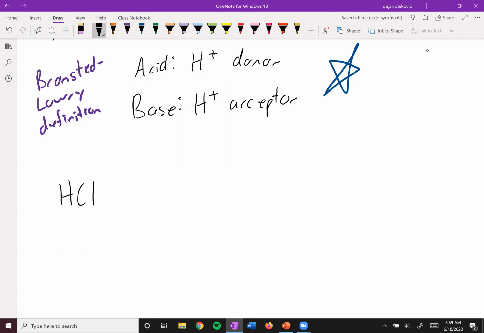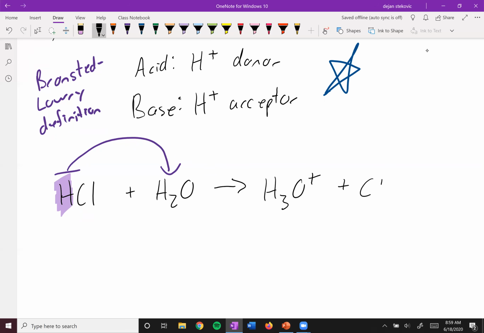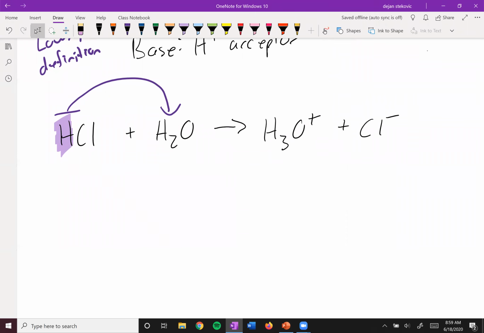Here we have HCl plus H2O. In this case, the HCl, hydrochloric acid, is going to act as the acid. If we take a look at where this H is going, it's going to move from here to the water to form H3O plus and Cl minus, right? So you can tell that an H plus moved, and it's just the H plus, none of the electrons. The electrons from the HCl bond went onto the chlorine. So this donated the H plus, so this is the acid. The water accepted the H plus, so it is a base.